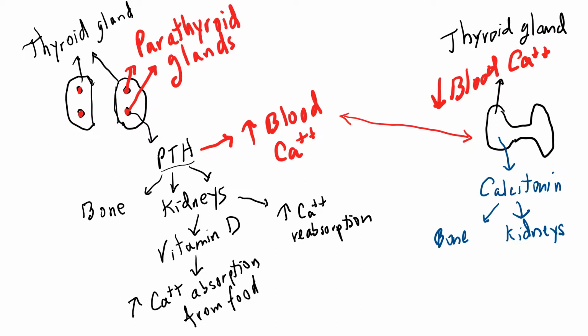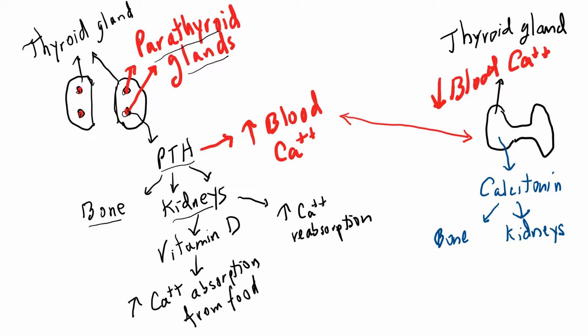Parathyroid hormone is secreted by the parathyroid gland. The parathyroid glands are small glandular tissue located on the posterior aspect of the thyroid gland. These small parathyroid glandular tissues secrete parathyroid hormone. Parathyroid hormone has an effect on two organs, bones and kidneys.